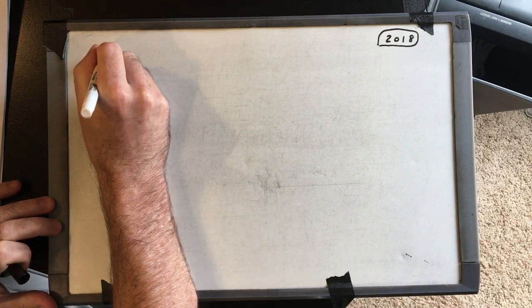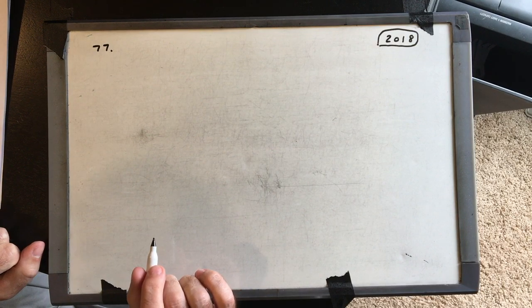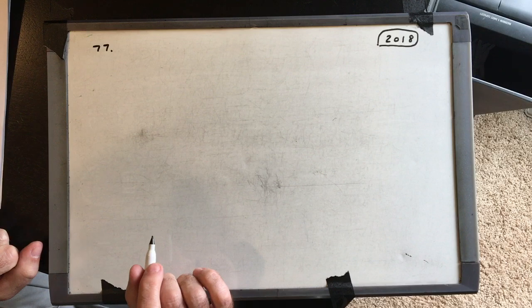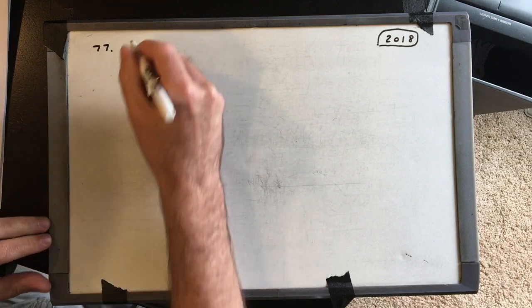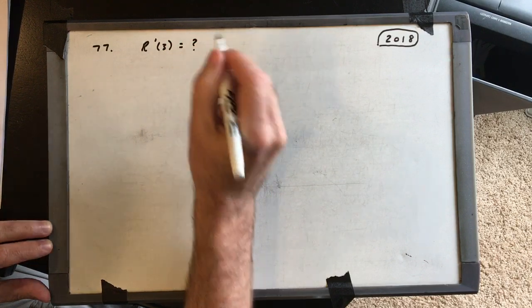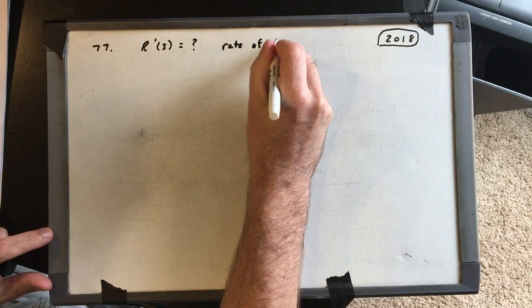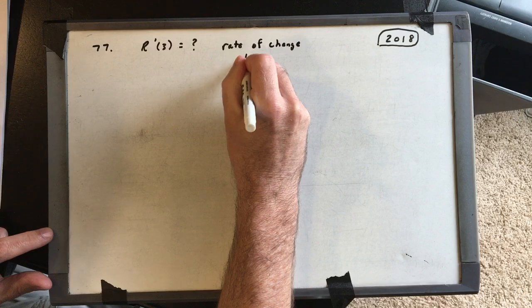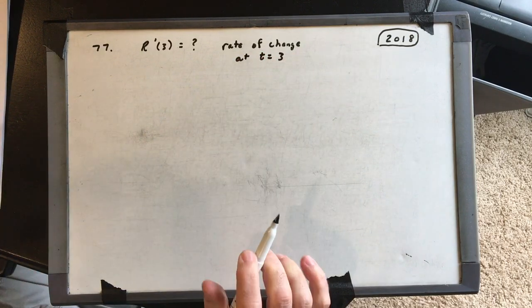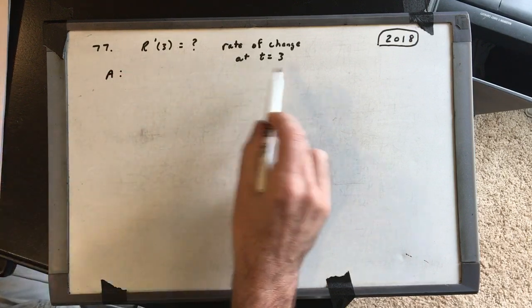Look at 77. So 77 says the rate at which water leaks from a tank in gallons per hour is modeled by R, a differentiable function of the number of hours after the leak is discovered. Which of the following is the best interpretation of R prime of 3? Well, I can tell you R prime of 3 is going to be a rate of change at t equals 3. So we need to see which one of the options is telling us that.